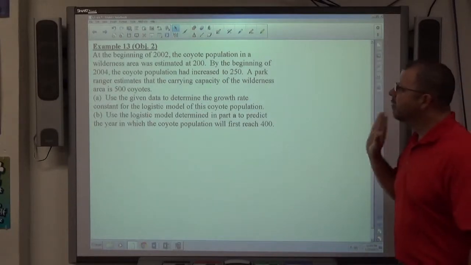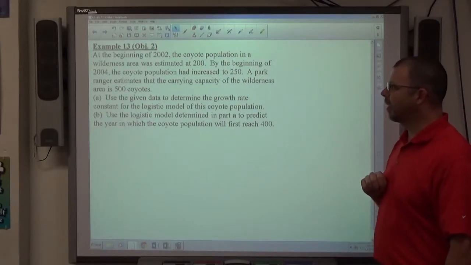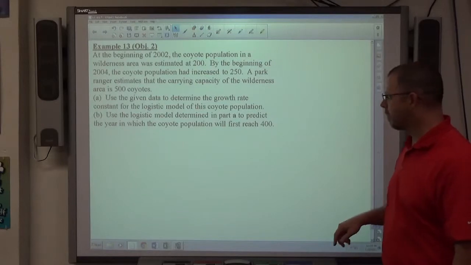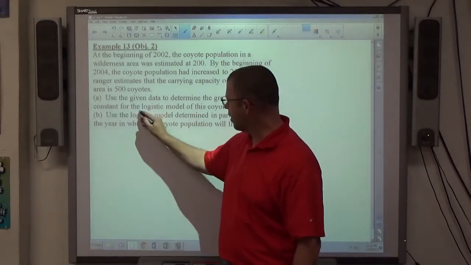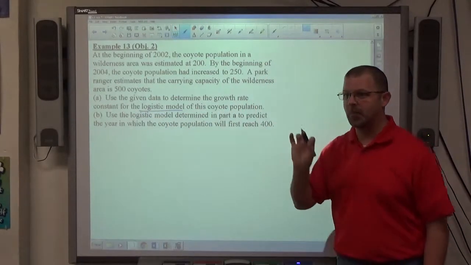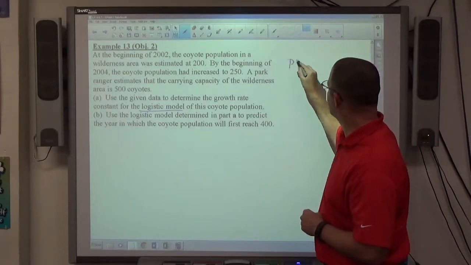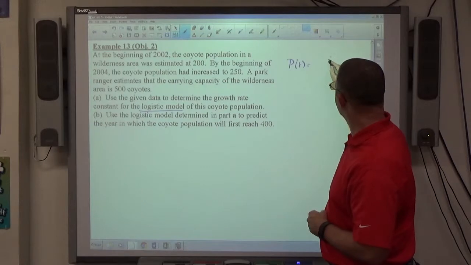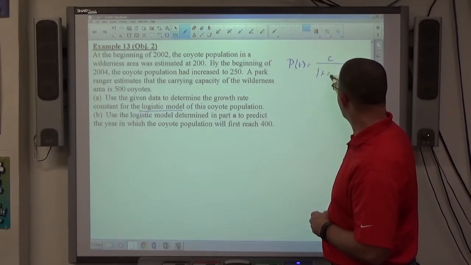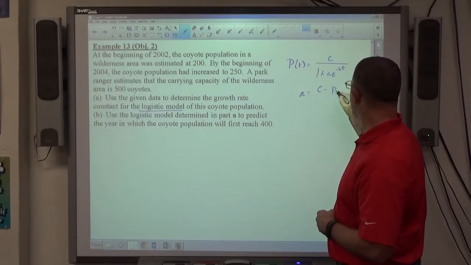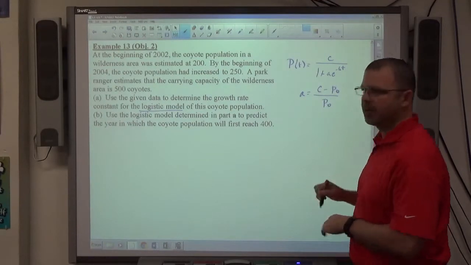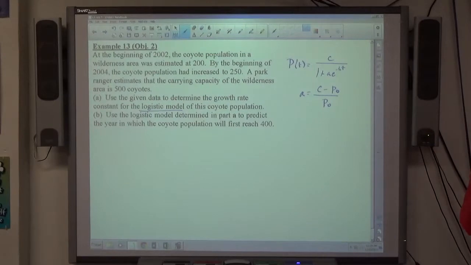Okay? We want to use the given data to determine the growth rate constant for the logistic model for this coyote population. So as soon as you see the words logistic model, we're going to be using the logistic growth formula, which again is P of T equals C over 1 plus A e to the negative BT, where A is equal to C minus P sub 0 over P sub 0. Okay, so use those together all the time because you have to find A in order to use P of T.